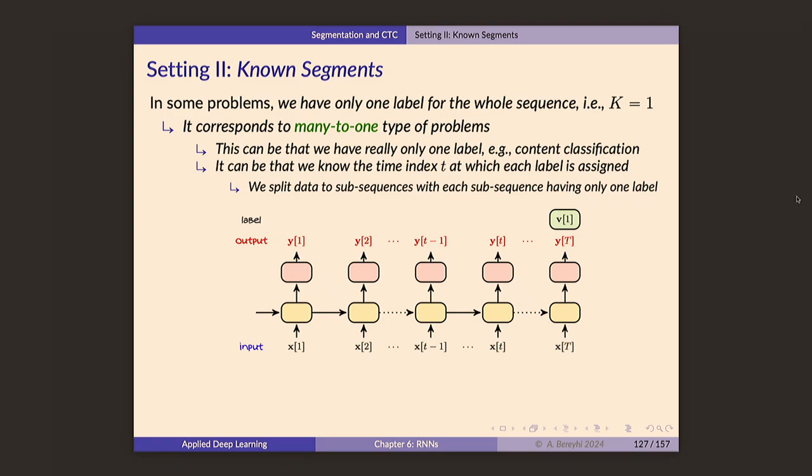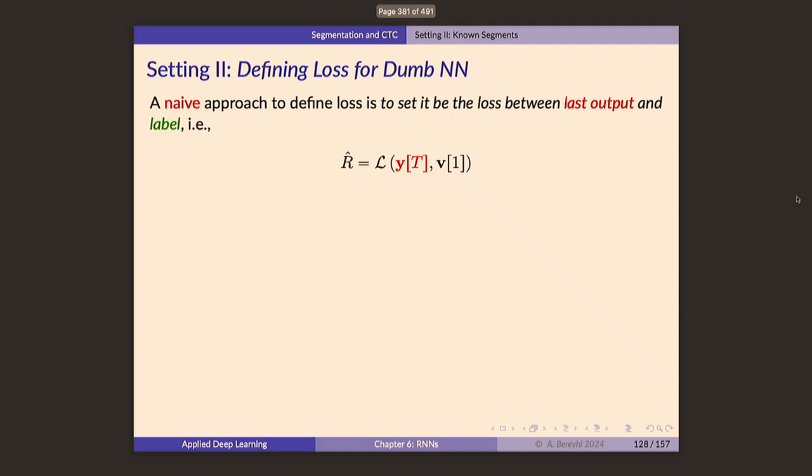So now everybody's clear about this case? One sequence input, only one label as the output, right? So now in this case, you might go for the naive approach. This is what you have in your assignment.